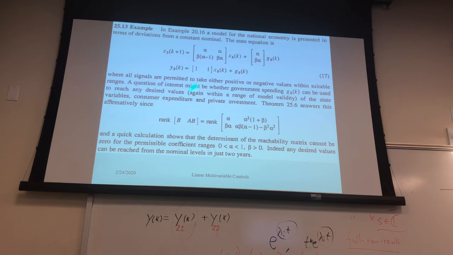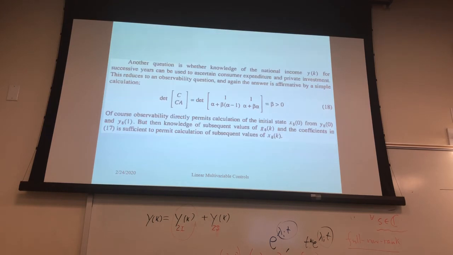To answer this question, you basically need to answer whether this reachability matrix, VAB, is full rank. So you end up with this one. This reachability matrix cannot be zero for any coefficient alpha, beta greater than zero. That's very good, okay?